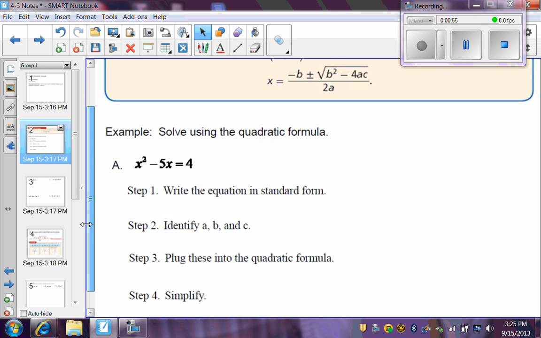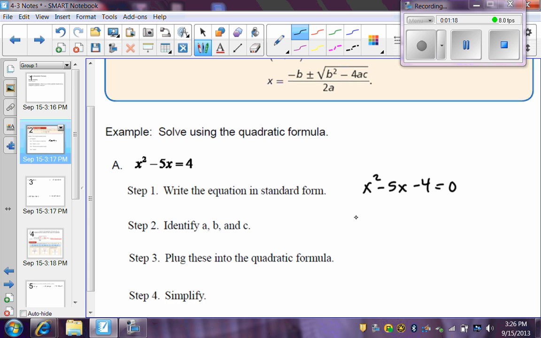So, looking at an example, we have x squared minus 5x equals 4. Your first step is always make sure that the equation is in standard form. So if I rewrite this in standard form, that would give me x squared minus 5x minus 4 equals 0. Next, you want to identify what your a, your b, and your c value is. The a is what's in front of x squared, so in this case, a is 1. The b is what's in front of x, so in this case, b is negative 5. And c is your last coefficient, so c is negative 4.